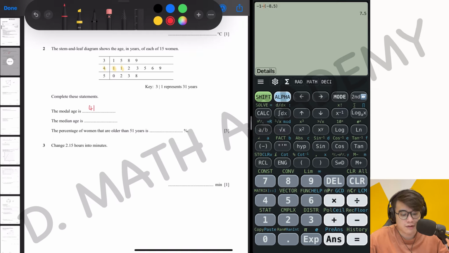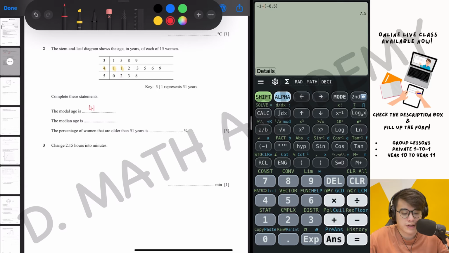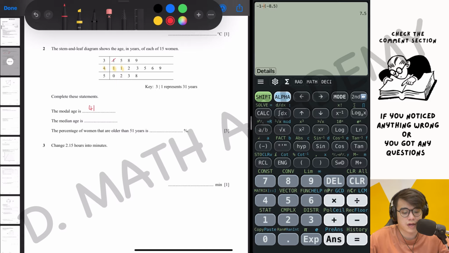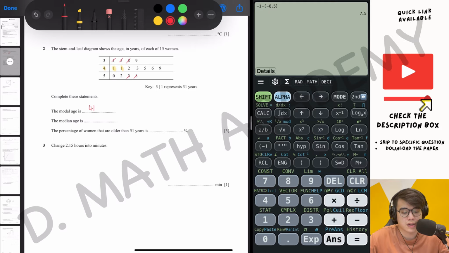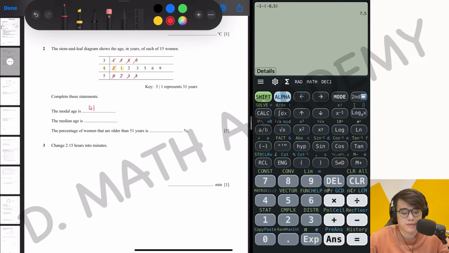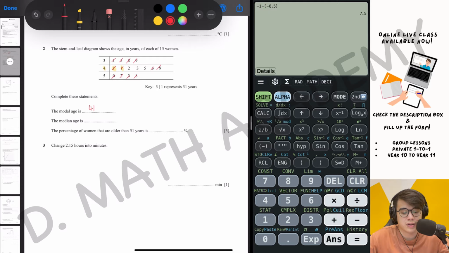For the median age, however, you have to practice this by taking one from the smaller part and one from the largest part. Cut them off accordingly and then slowly get to the center. So one from the small, one from the big, repeat until the end. You will get your final answer for this as 43.